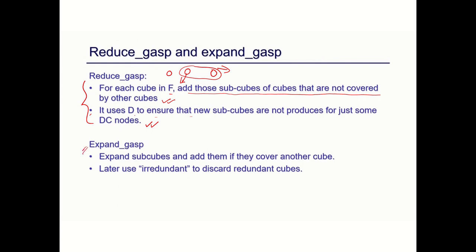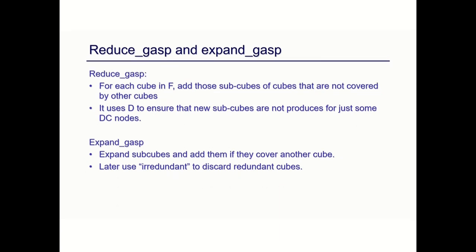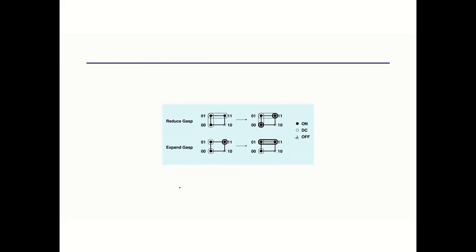So again, how we will do the expand grasp? Expand subcubes and add them if they cover other cubes. Later use irredundant to discard the redundancy. If there is a redundant cube, obviously we'll just remove all those redundant coverings. Fine. Take some example for the reduced gasp and the expand gasp.